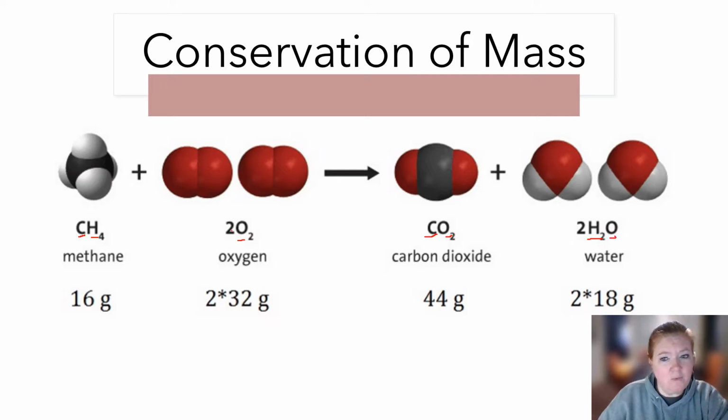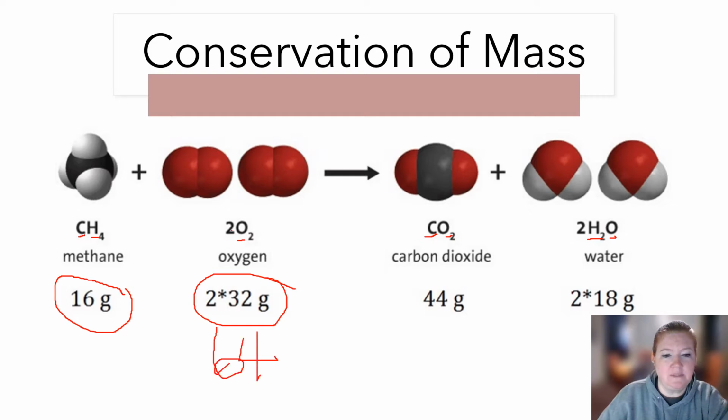But this is another really quick way if you're given mass. So watch this. If I have 16 grams and 2 times 32, that's 64 grams. And I have 44, and 2 times 18 is 36. If I add up 44 and 36, I get 80. If I add up 64 and 16, no big surprise, I get 80. The number of grams should be the same on both sides.